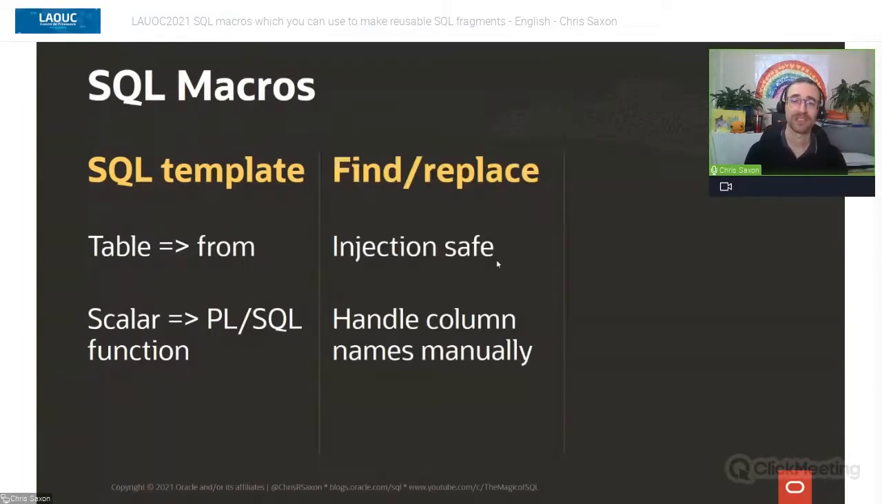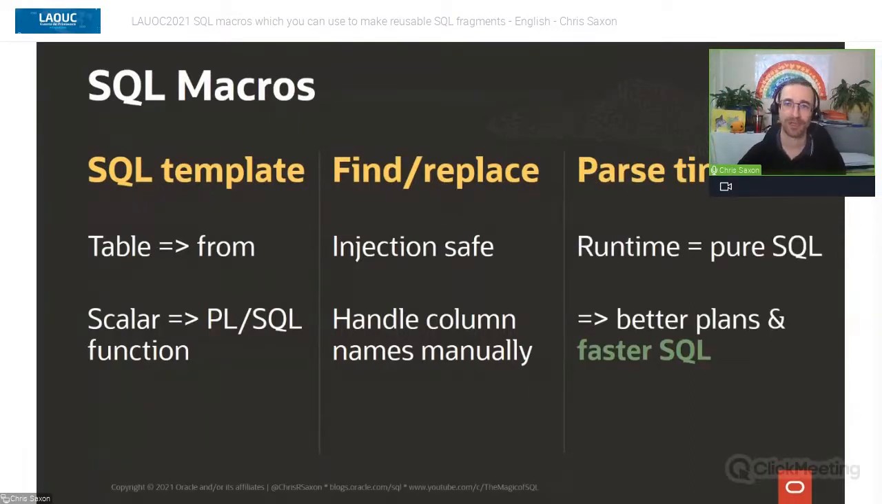The way the database resolves them is an advanced find and replace of the text that you're passing. These are incredibly safe from SQL injection, certainly compared to earlier alternatives, but this replacement only happens for table parameters and scalar values, number, date, string, that kind of thing. Column names, that list of columns, you still have to do the replacement yourself. Finally, this is a parse-time resolution, which means at runtime, you're down to pure SQL. So you can avoid context switches and help the optimizer find better plans. So you've got the maintainability of PL/SQL, with the performance of pure SQL.